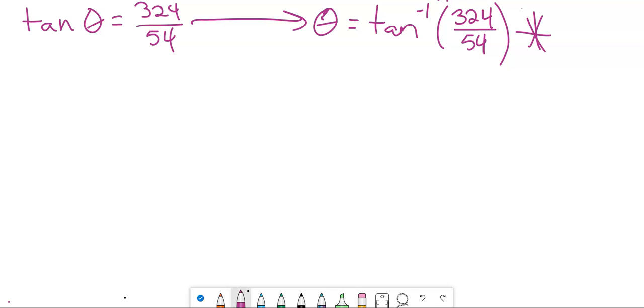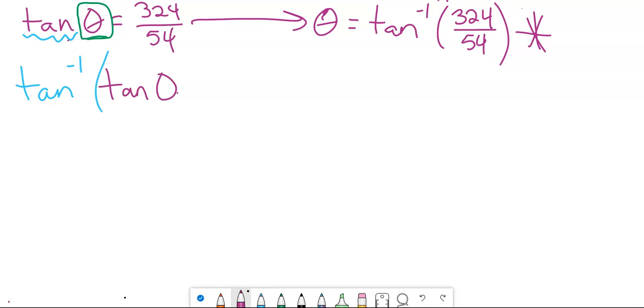All right, so the way we do that is theta needs to be by himself. He needs to be quarantined. He's very sick. Okay? So we need to undo the tangent. Undo the tangent. Now, how do we undo things? Tangent is an operation in this case. When we undo operations, we do the inverse operation. So the way this is going to end up looking is inverse tangent of tangent theta equals inverse tangent of the ratio. So we're going to do this to both sides.